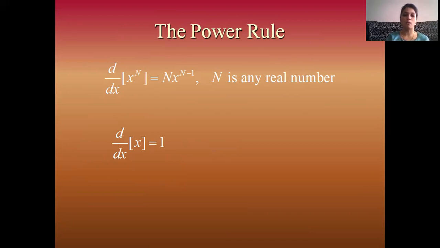First example on the power rule. Differentiate x with respect to x. That is d by dx of x. When I compare this example with our power rule, here the value of n is 1. So substitute 1 in our power rule. So you will get the derivative of x is 1.